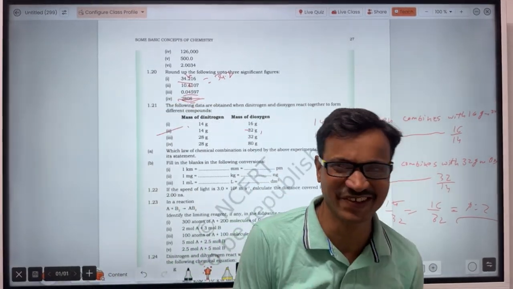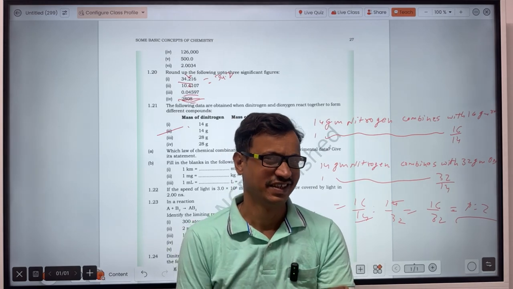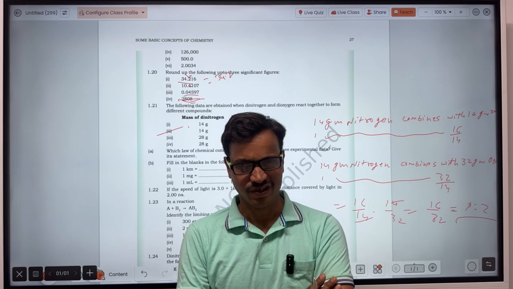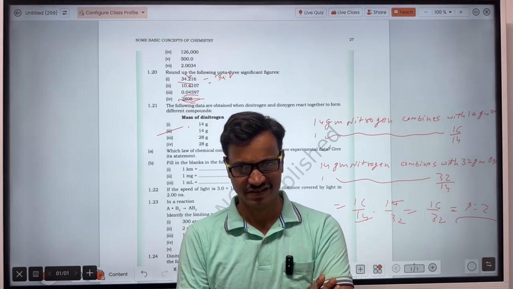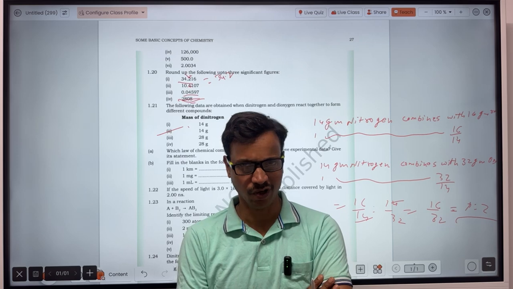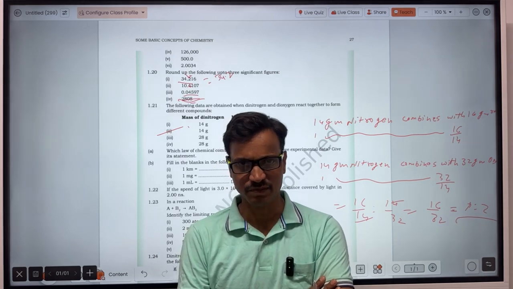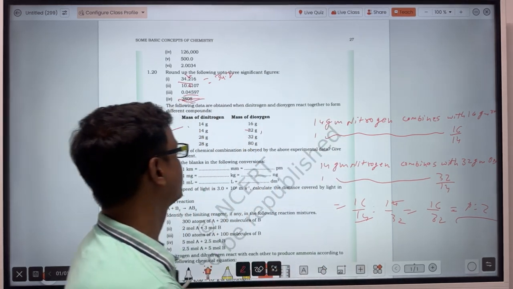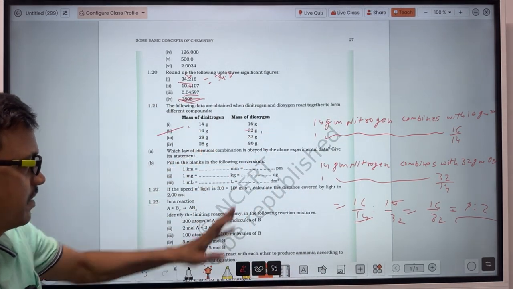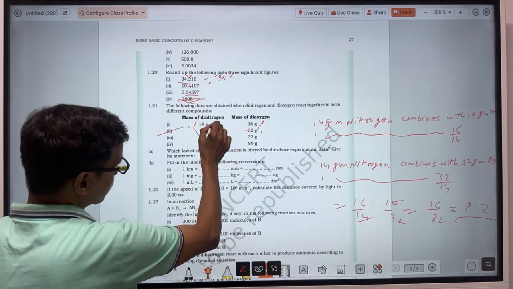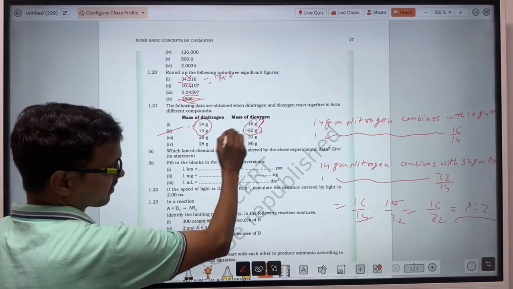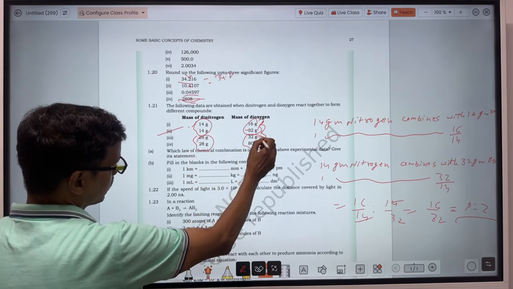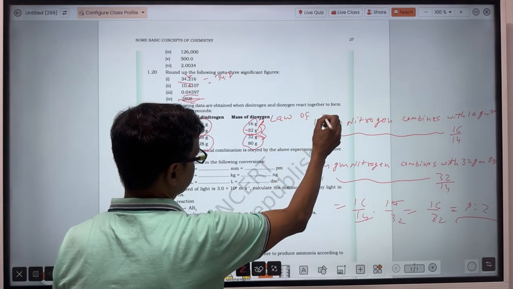So guys, in the examination, you will not get so much time. So what to do? If two elements combine to form 2 or more than 2 compounds, then that will follow the law of multiple proportion. Here it is 14 gram and here also 14 gram, the same number of dinitrogen, but oxygen is different. So it will follow the law of multiple proportion.